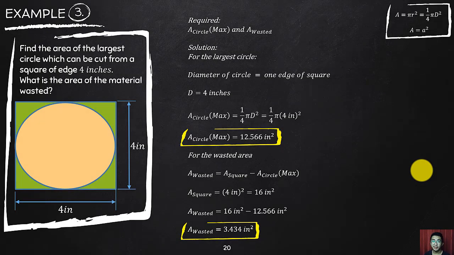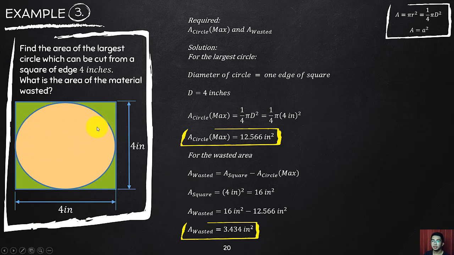Okay, so example number three: find the area of the largest circle which can be cut from a square of edge 4 inches. What is the area of the material wasted? So this is a very good problem in optimization. Let's say you are an industrial engineer. You want to manufacture, let's say, cans with circular base or forming cylinders. Of course, you cannot roll out a circular sheet of metal only. So you're going to cut this out of a rectangular or out of a square piece of metal, right?